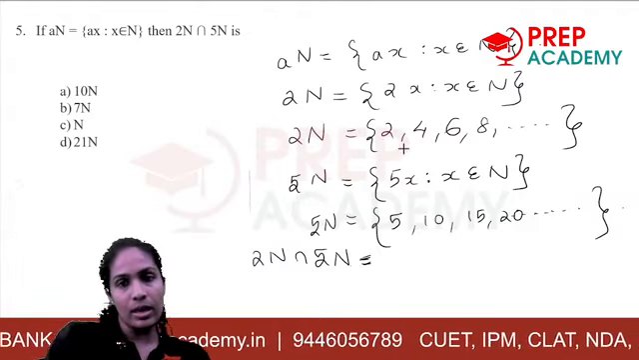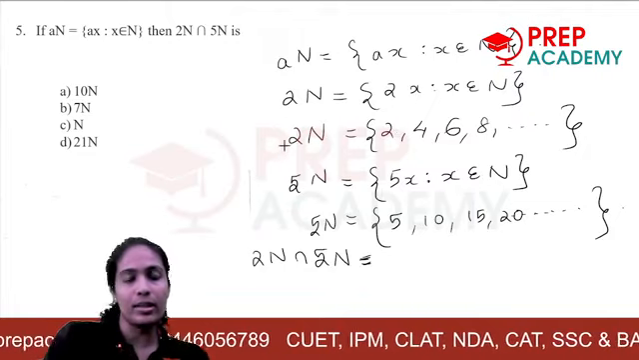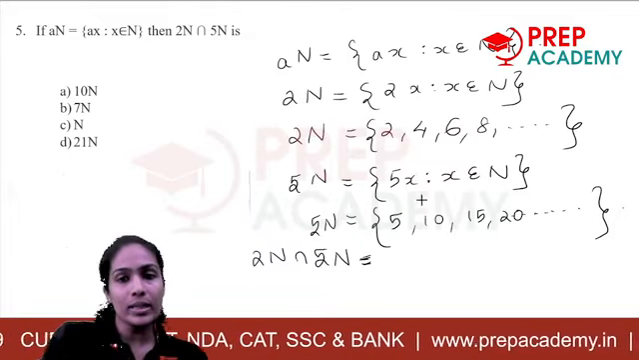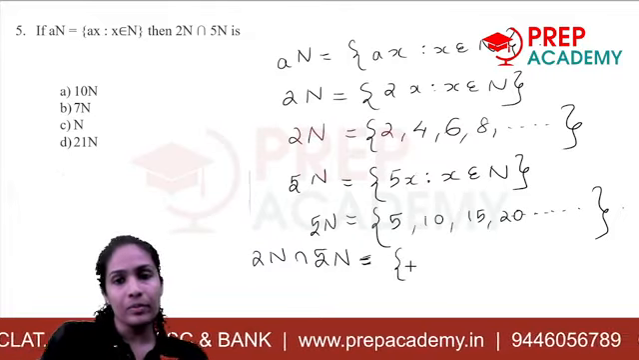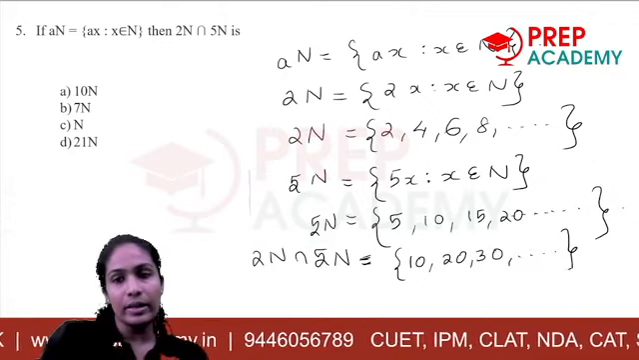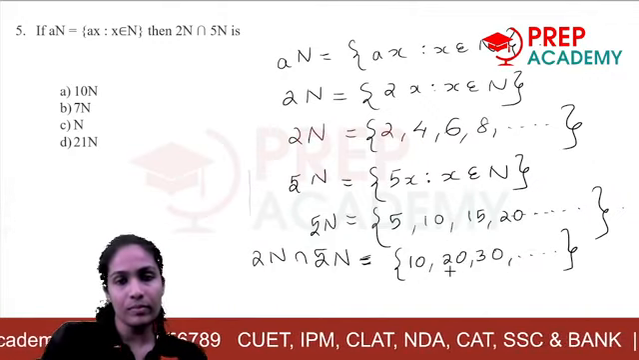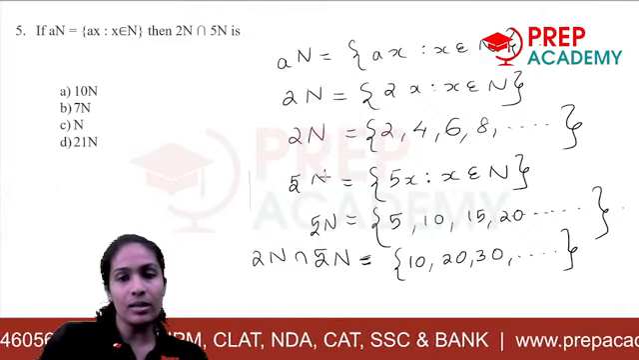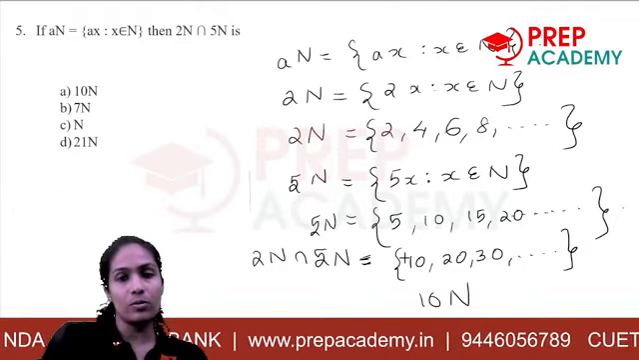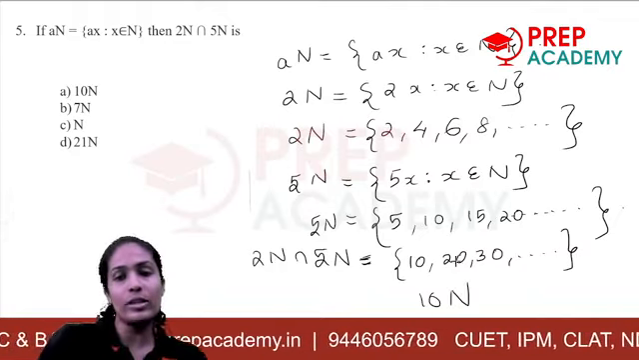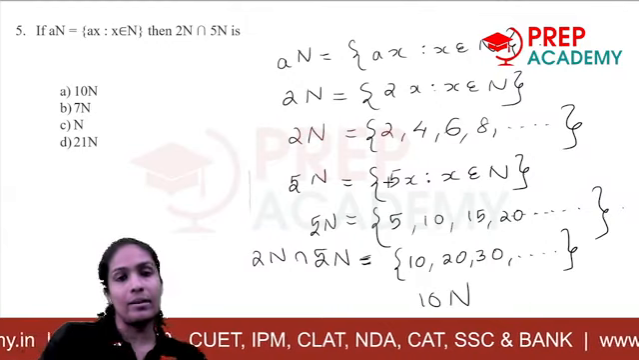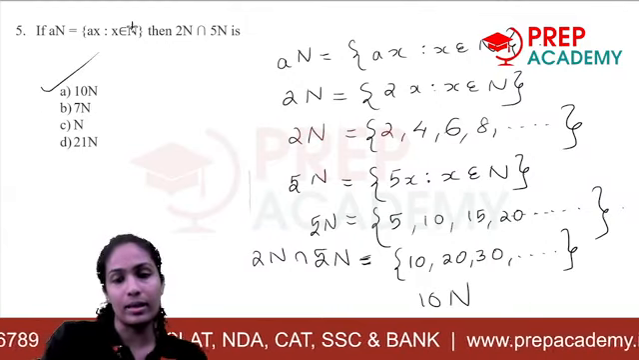What is 2N intersection 5N? Intersection means elements common to both sets. Here the first set is 2N, that is the set of all even numbers, and the second set is the set of all multiples of 5. So the intersection is: the first common element will be 10, next is 20, next will be 30, etc. That is, even multiples of 5. But 10, 20, 30, etc. denotes the set 10N, the set of all multiples of 10. So 2N intersection 5N is equal to 10N. So option A is the correct answer.